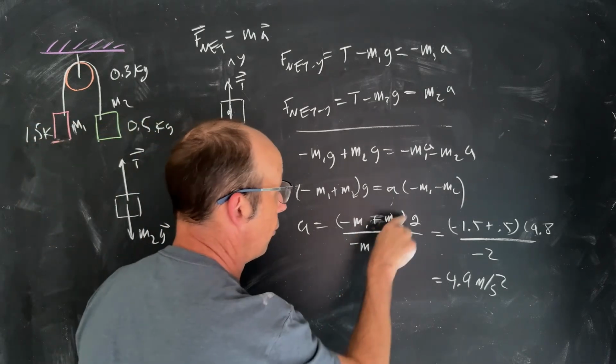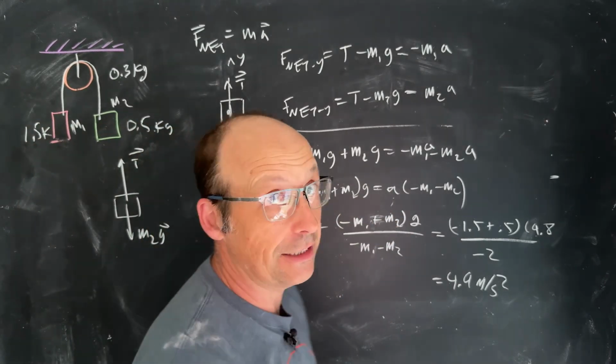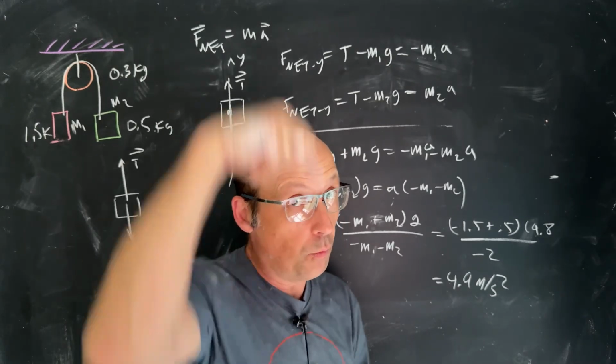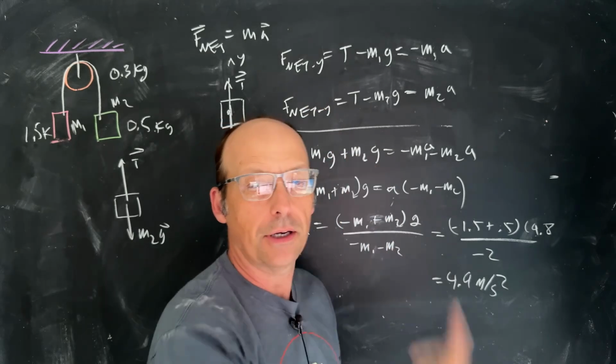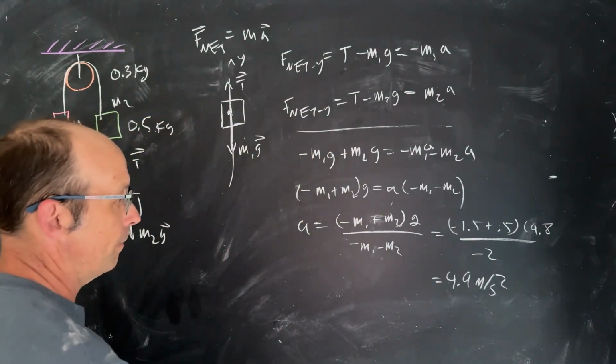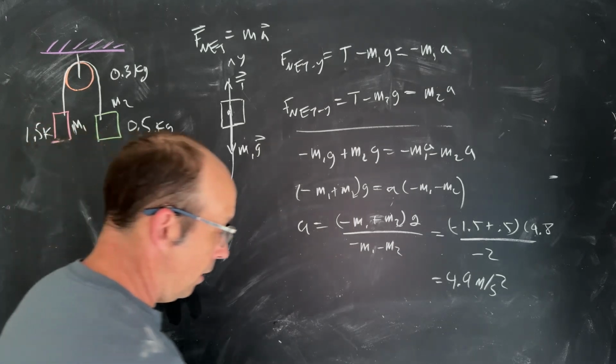What if m2 is greater? If m2 is greater, you're going to get a positive number up here divided by a negative down here, and that says it would accelerate in the negative direction. We said it was accelerating that way. Negative is that way. So things are working. Okay, so there's my acceleration of both of those masses.